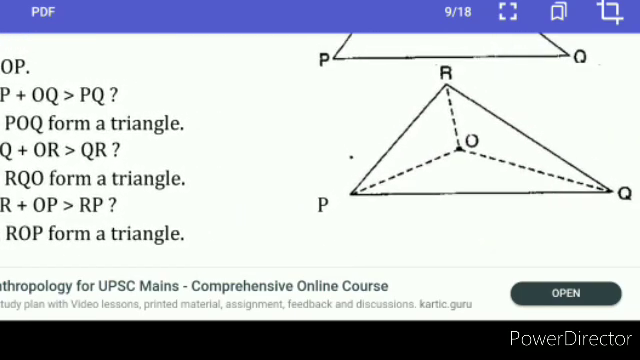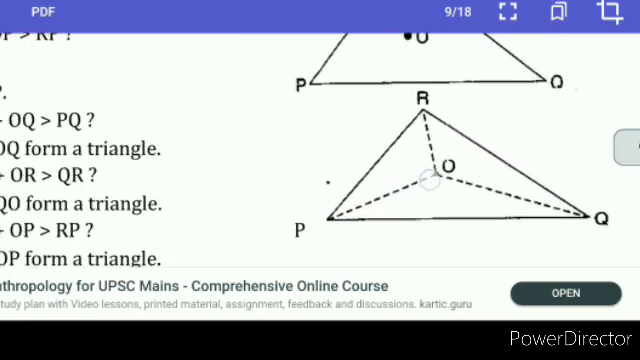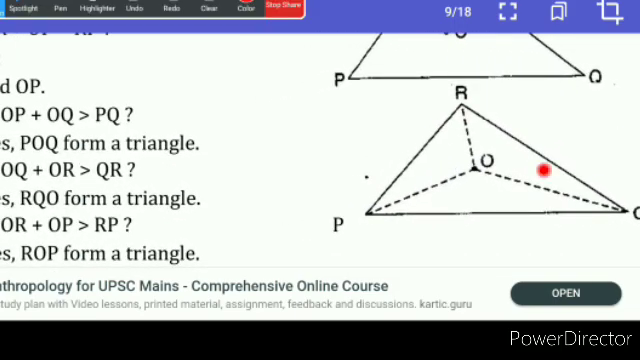Using dotted lines, join OP, OR and OQ. Now you will get three triangles. That is, POQ is one triangle, POR is another triangle, and ROQ is another triangle. We should apply the property, that is, the sum of any two sides of a triangle is greater than the third side. We should check for all the three triangles. If this property is satisfied, we can write yes, otherwise no.